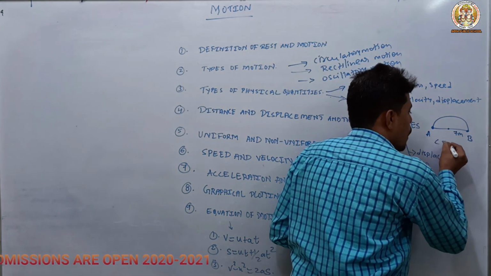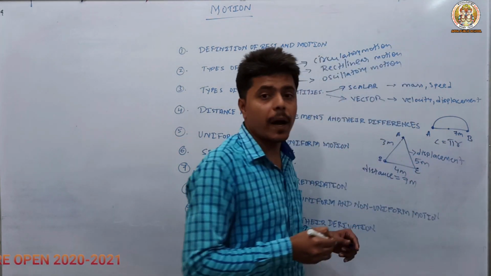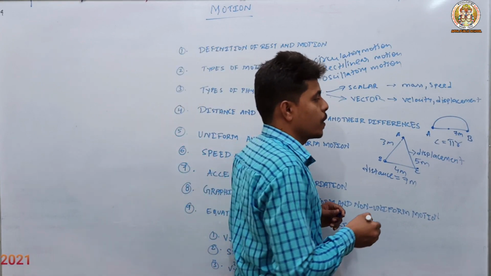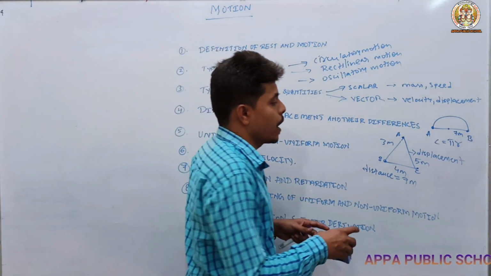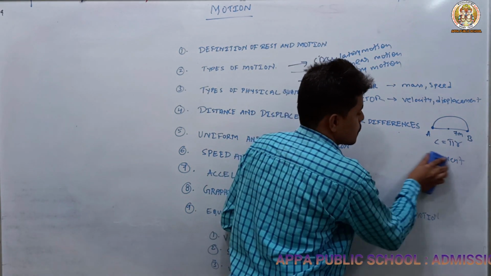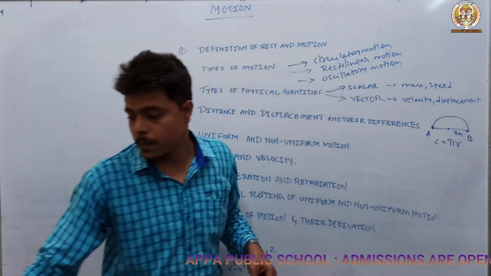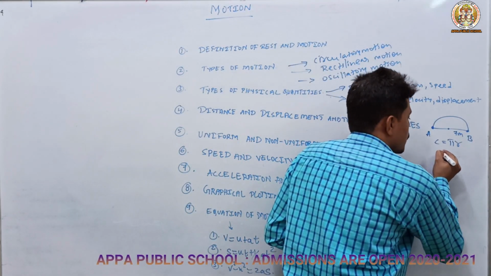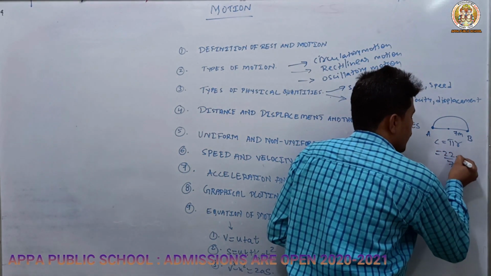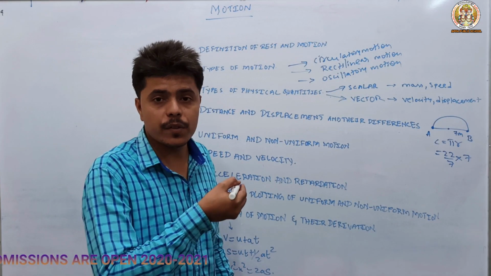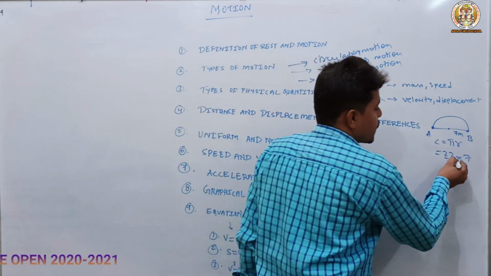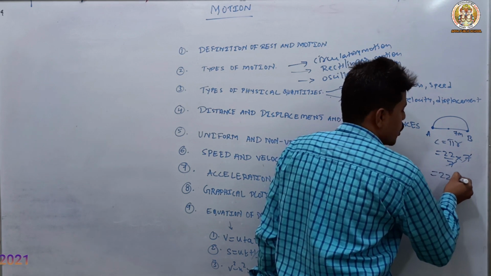C is equals to pi r. We are going to calculate by the formula C is equals to pi r. So 22 by 7 into 7. We know the pi value, that is 22 by 7, and we have substituted the radius value. So 7 cancels and we get 22 meter.